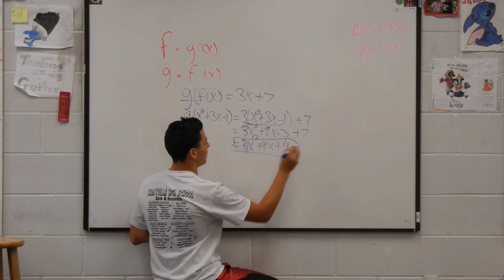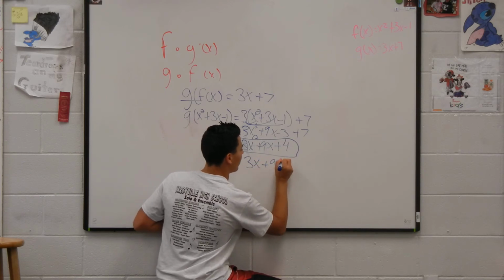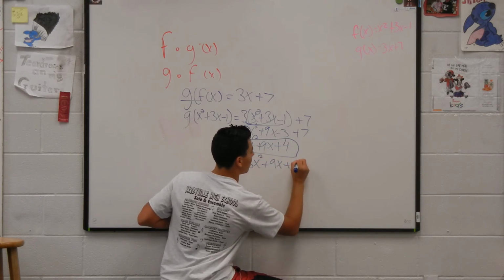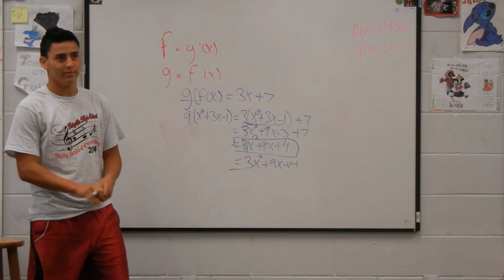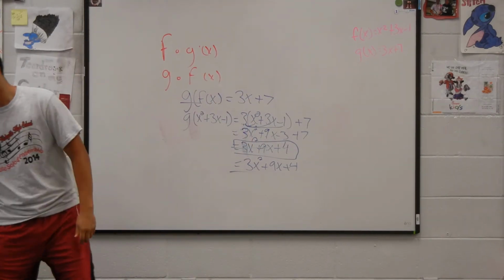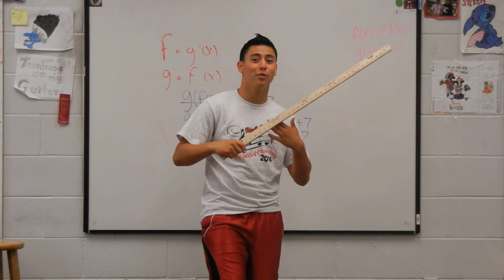It looks better if you rewrite it. Plus 4. And that would be your g of f. Okay? So, if you didn't learn anything, you can just go away.